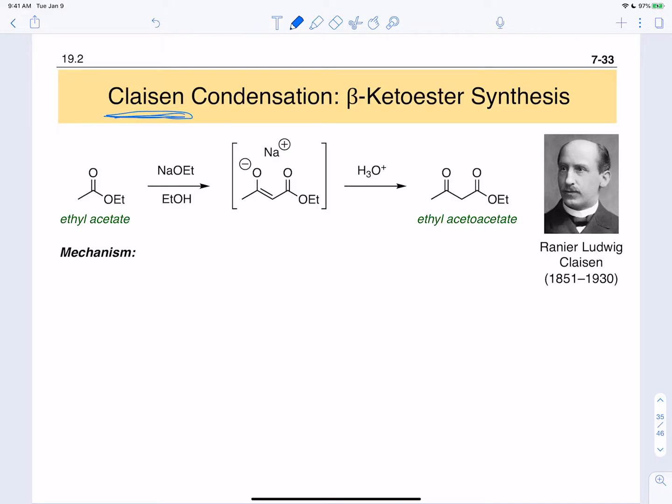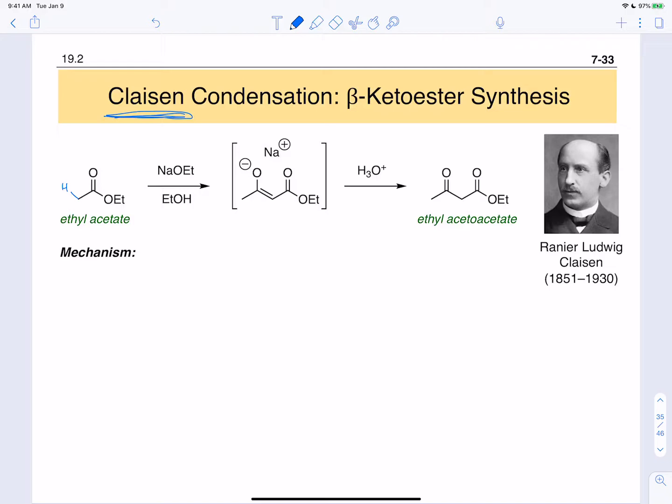He ended up having a number of named reactions that people use in organic chemistry. We've learned a couple of them in this class. And this is the self-dimerization of simple ester compounds such as ethyl acetate. So we know that esters are less acidic than ketones and aldehydes, but their beta hydrogens are fairly acidic.